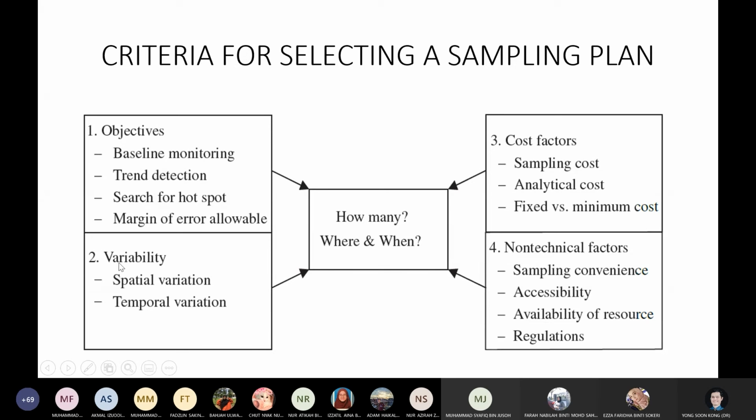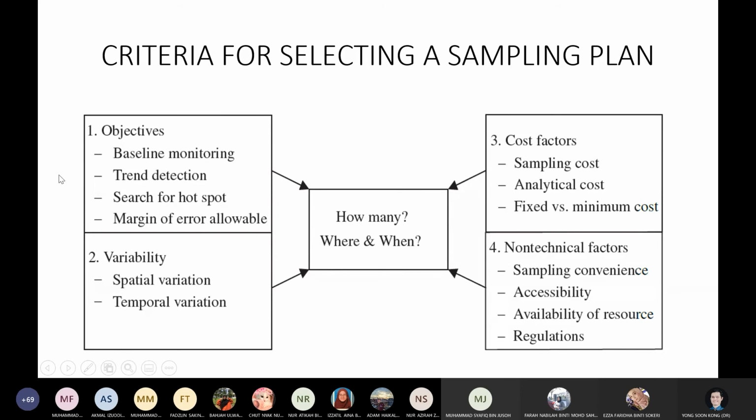Spatial variation is how wide or how far the pollution has spread. So these are the space variation, or also time variation. These are the things that might change and the variables that you need to change. Now, you don't have to address this if the objective does not require you to do so. No need, yeah? It depends on what your actual objective is.